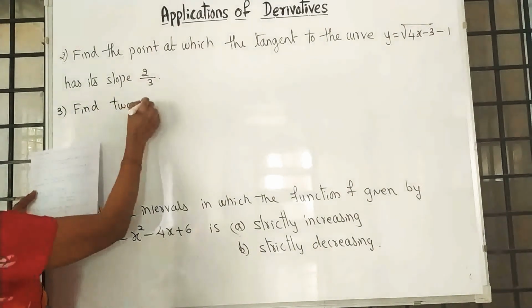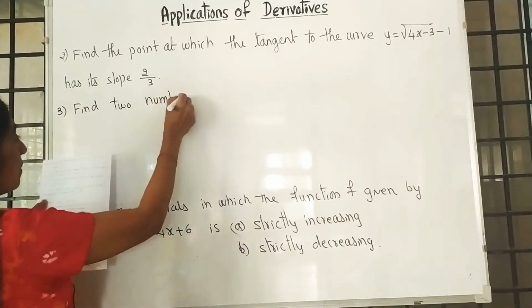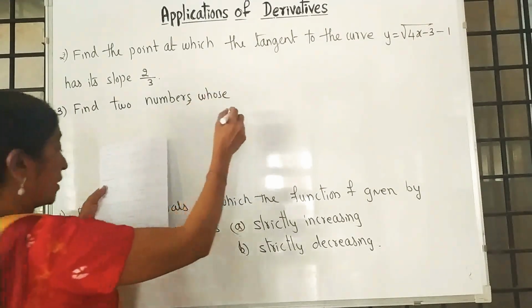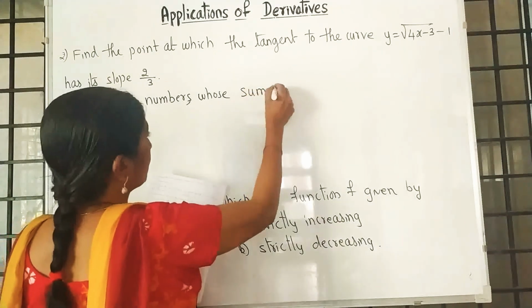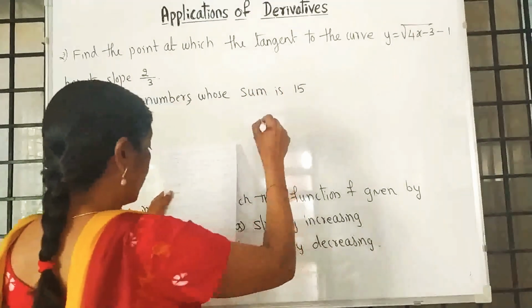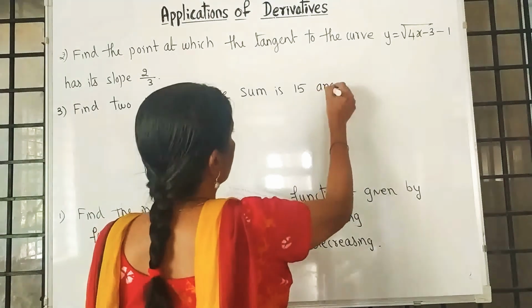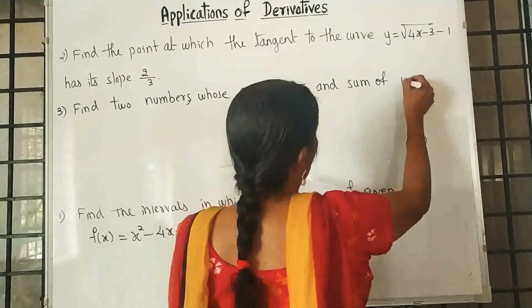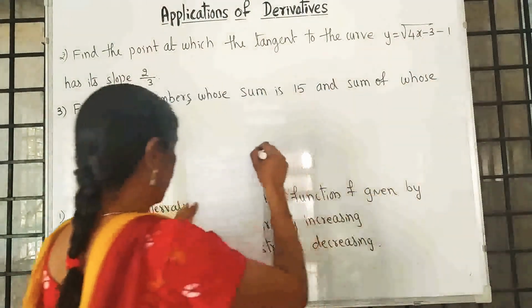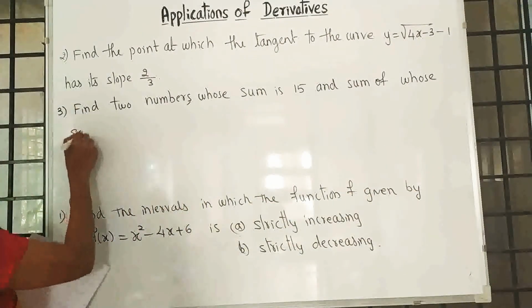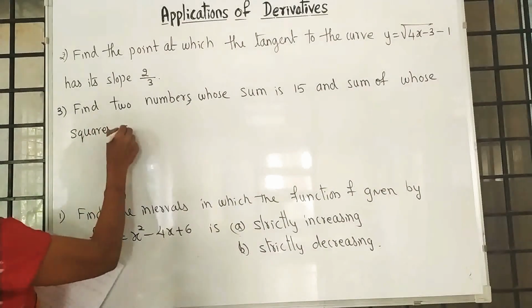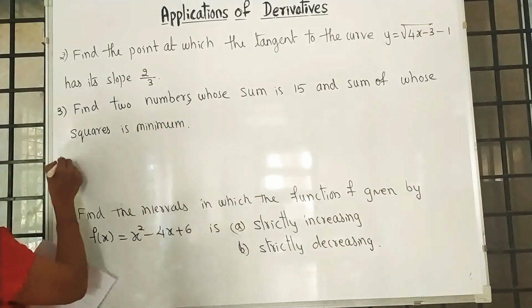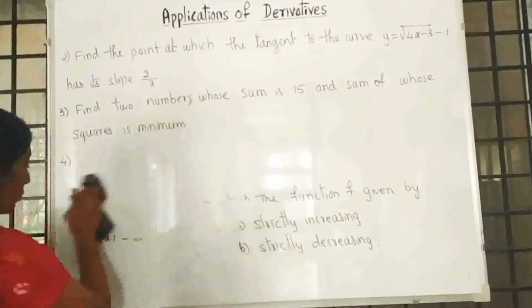Find two numbers whose sum is 15, and sum of whose squares is minimum. Next, moving to the next question.